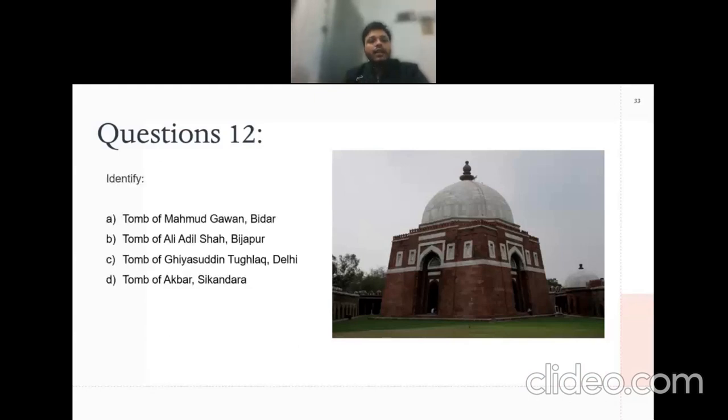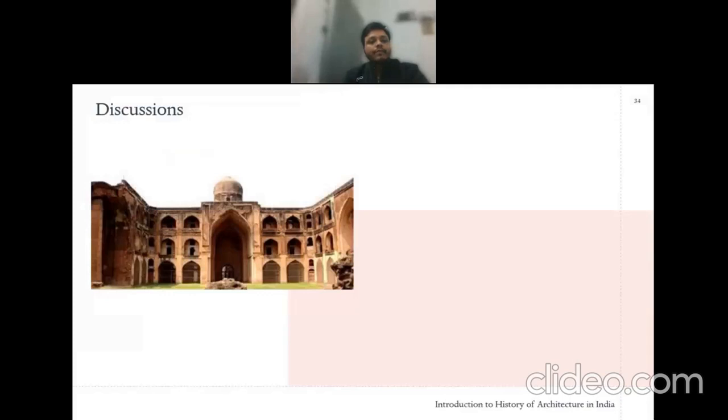So these are the 4 options: Tomb of Mahmud Gawan of Bidar, then Tomb of Ali Adil Shah of Bijapur, or Tomb of Ghiyasuddin Tughlaq of Delhi, or Tomb of Akbar of Sikandra. So what would be the correct answer for this? Yes, option number C, Ghiyasuddin Tughlaq. Okay. So this is in Delhi, right? So the answer of this is the tomb of Ghiyasuddin Tughlaq. Okay. What is this?